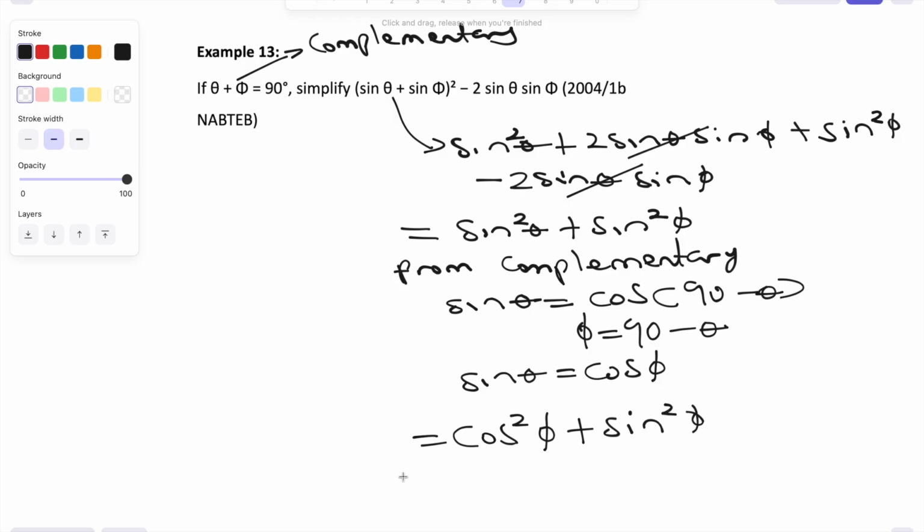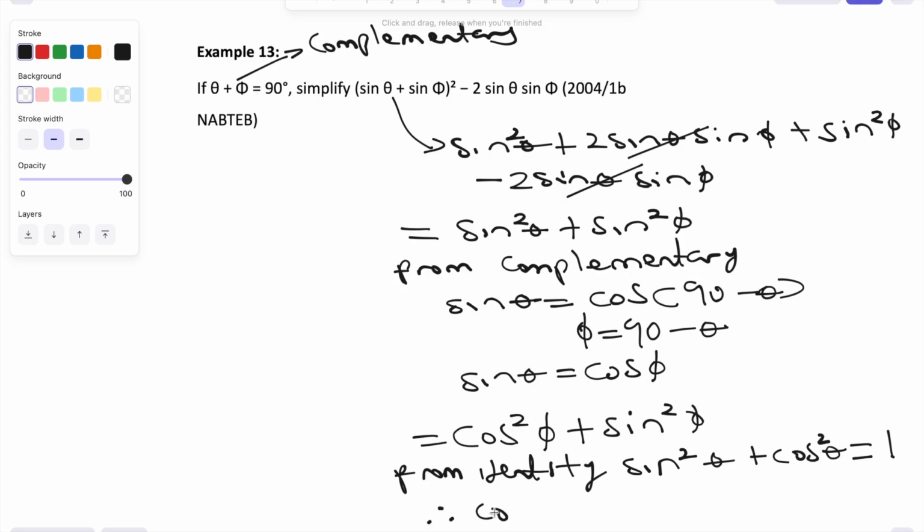I know from identity that sine square theta plus cos square theta gives me 1. So this too, cos square phi plus sine square phi, should be equal to 1. So cos square phi plus sine square phi is equal to 1. Simple.